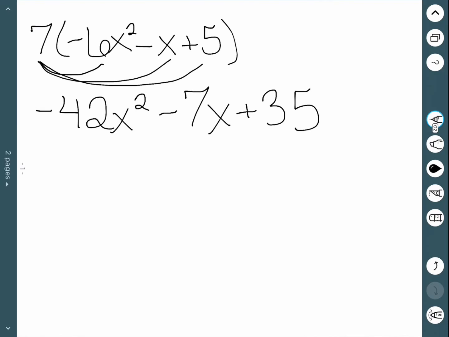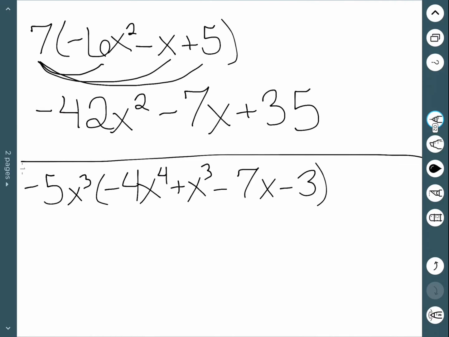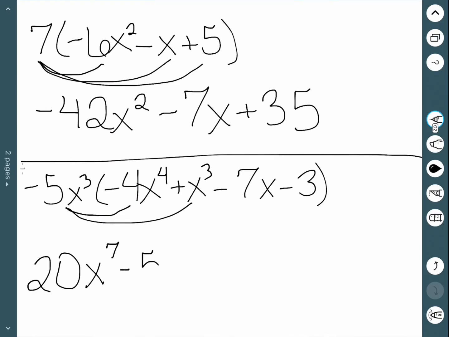Let's do one more example before we move to something a little more complicated. Here we have negative 5x cubed times negative 4x to the 4th plus x cubed minus 7x minus 3. And the same properties are essentially going to hold. We're going to have to distribute this term out front. Multiplying the first terms, we know that negative 5 times negative 4 is positive 20. And we also know that multiplying exponents means we add the exponent. So I have an exponent of 3 on the outside and 4 on the inside, and 3 plus 4 is 7. For my next term, I would have negative 5 times 1, which is negative 5.